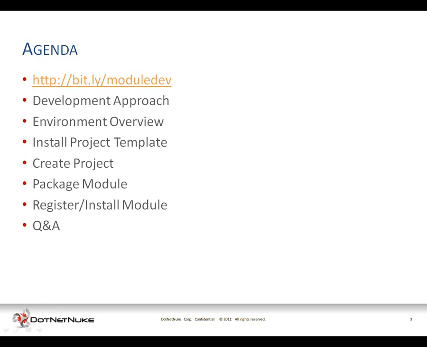Another question here says, can you define a second view control within a module? You can add additional ASCX files. In order to get DNN to reference those, you would have to include those within the DNN manifest file, the DNN file as well.